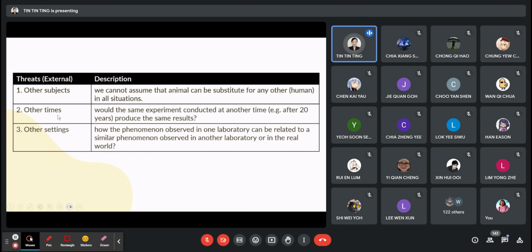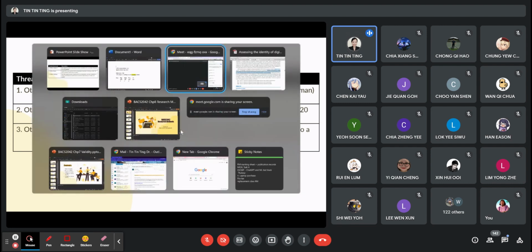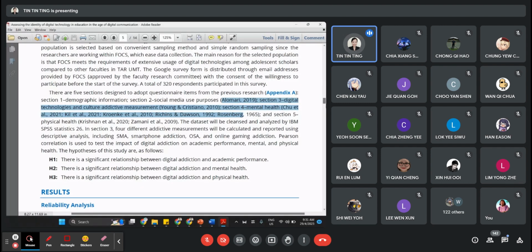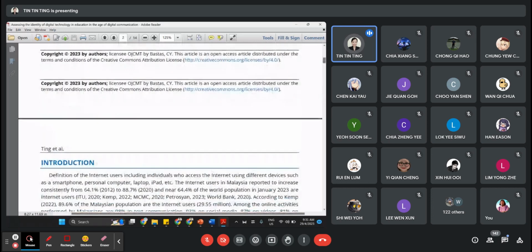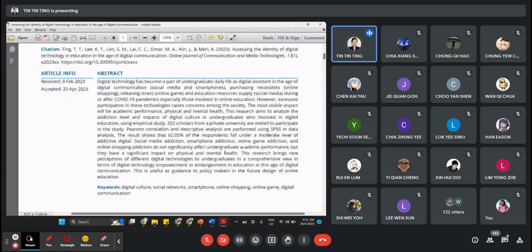Other time, different time. Would the same experiment conducted at another time, like after 20 years, produce the same result? This is what happened. 20 years back, if you were addicted to the smartphone, definitely your result would decrease. But after 20 years, today, it does not affect.